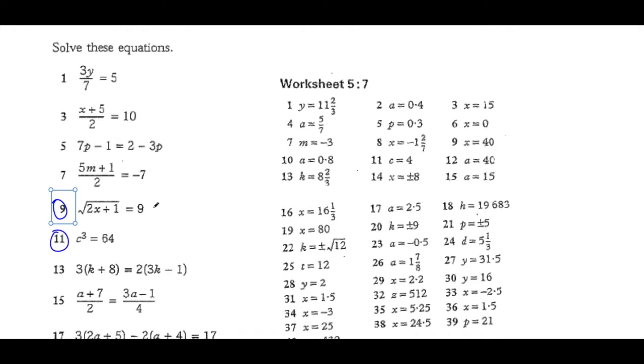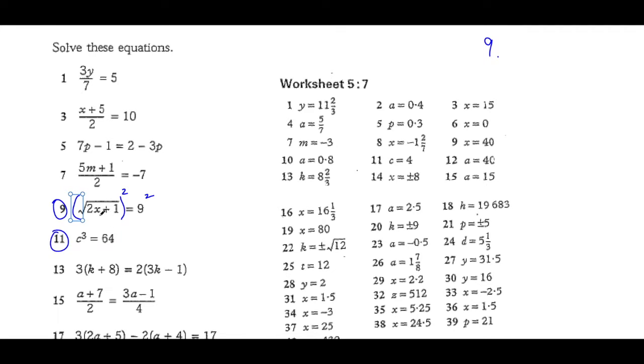So let's just take a look at question 9. Just going to write it here. So you have square root of 2x plus 1 is equal to 9. So how do you solve for x? Because you see a square root sign, in order to get rid of the square root sign, you have to square both sides. So we have to square the left hand side, and then square the right hand side. Okay, so that's your first step.